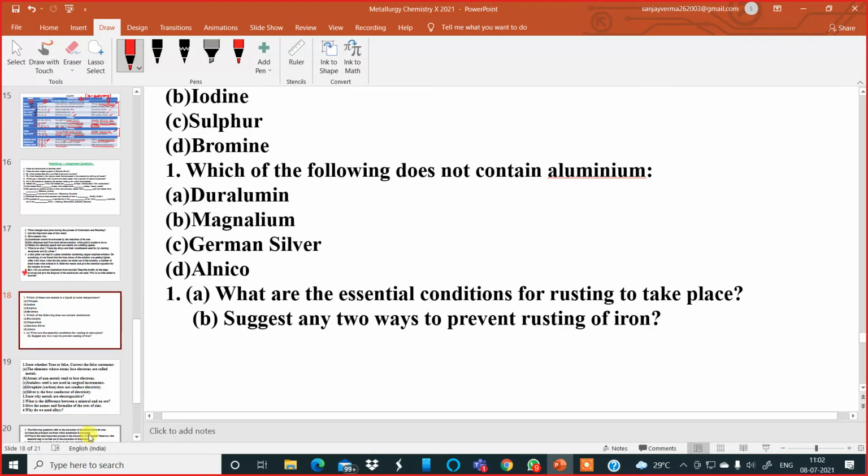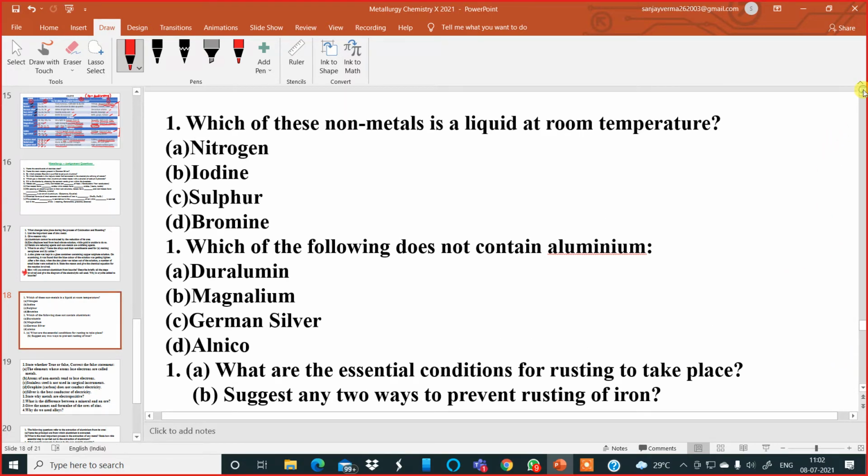Second set. Then the third set of questions you can see on the screen. I am sharing the screen with you all. Number one, which of these non-metals is a liquid at room temperature? I think you know the non-metal that is liquid at room temperature. So you try to get the answer.